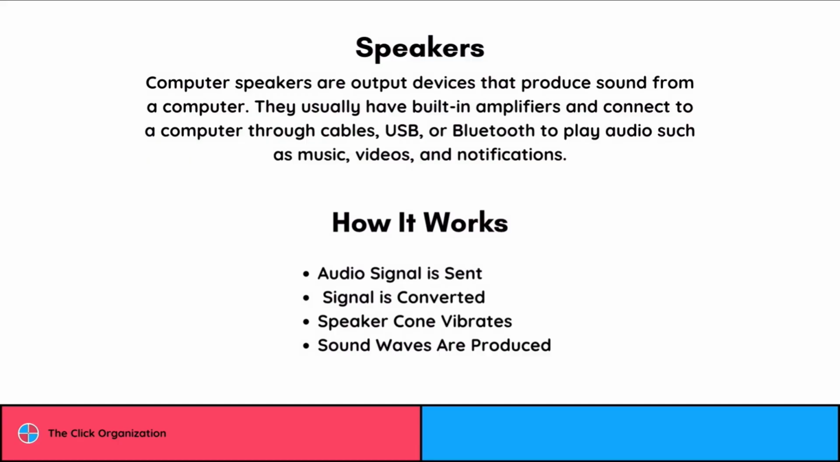We all know this. How it works: first of all, an audio signal is sent, okay? When you play a video or music or notification, the computer creates a digital audio signal, and it's sent. Then the signal is converted into an electrical signal. This electrical signal moves something called the speaker driver, and the speaker driver moves the speaker cone back and forth, creating vibrations. Those sound waves are produced, and with the help of the atoms in the air, our ears get hit by those waves and vibrations, and that's why we can hear the music or the thing that we're listening to.